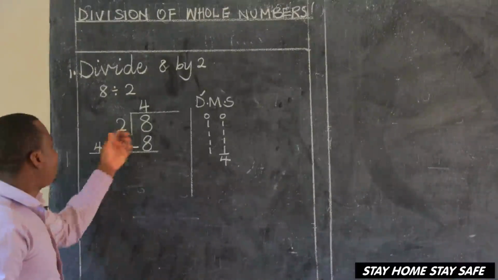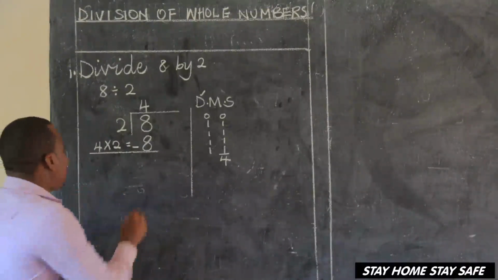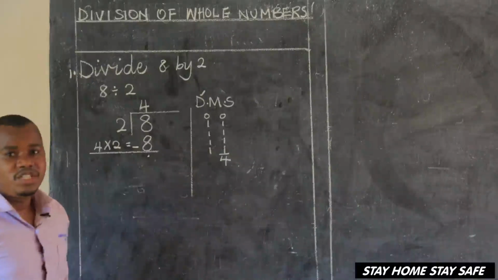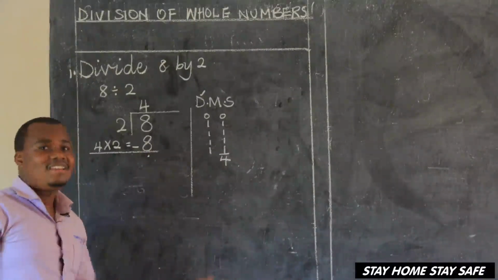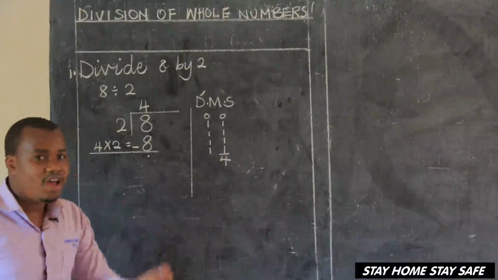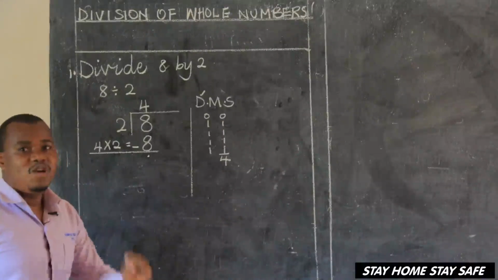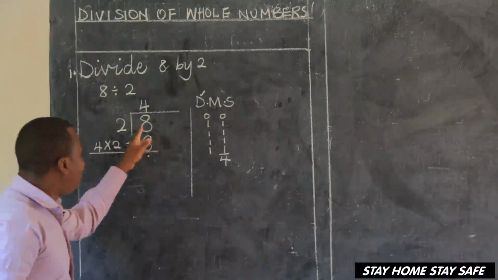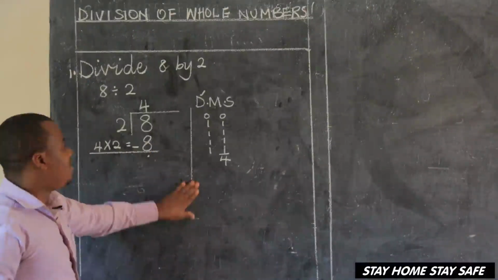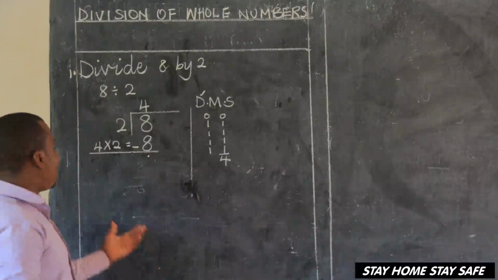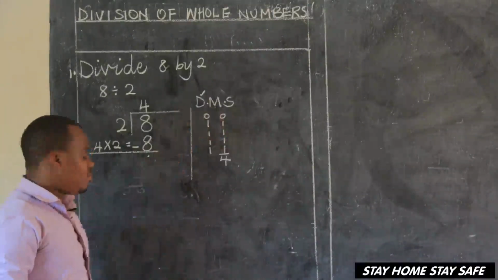Also, when we are using long division, it is allowed. If you get 0, just put there a dot to represent 0. This is okay, and it is okay only in long division. Don't take it anywhere else. If you are subtracting and say 8 take away 8, you get 0. So I'll just come and put there a dot. So you have done the 3 things: divided, multiplied, and subtracted.